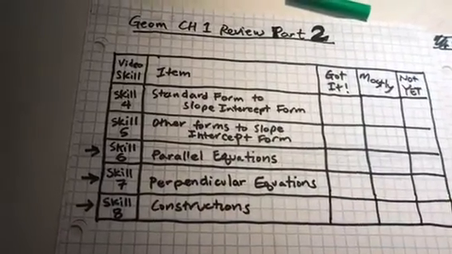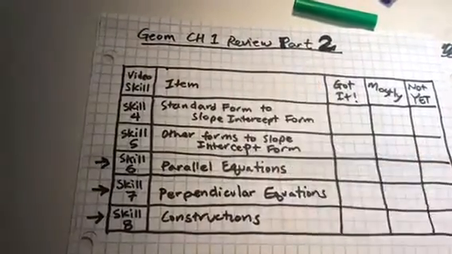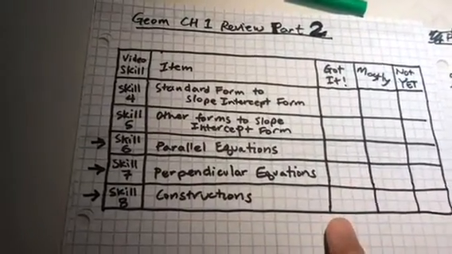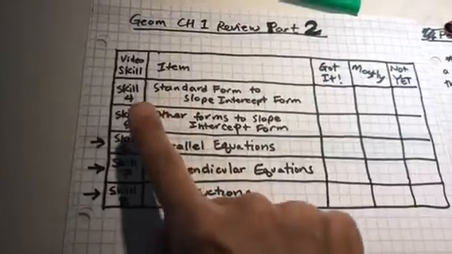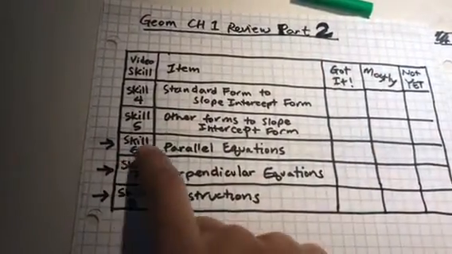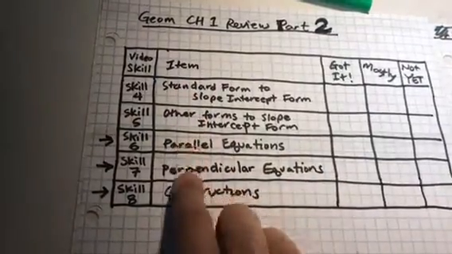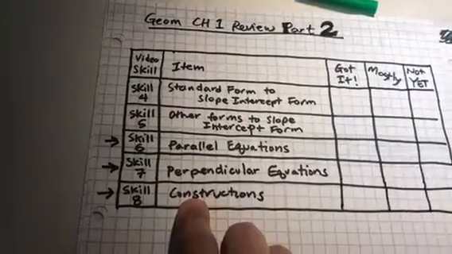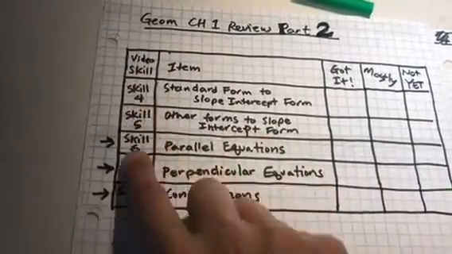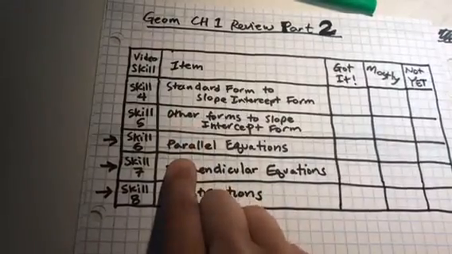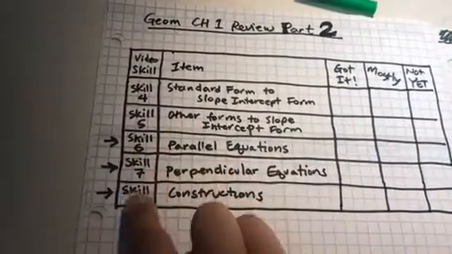Hi, this is the video for Geometry Chapter 1 Review Part 2. You may want to pause the video and make your paper look like my paper. Now, to review, there's really only 3 skills in the second part of the review, but a lot of students need review on getting to parallel and perpendicular equations and then constructions. So I went ahead and separated those skills, standard form and intercept, other forms, and I put separate skill videos.